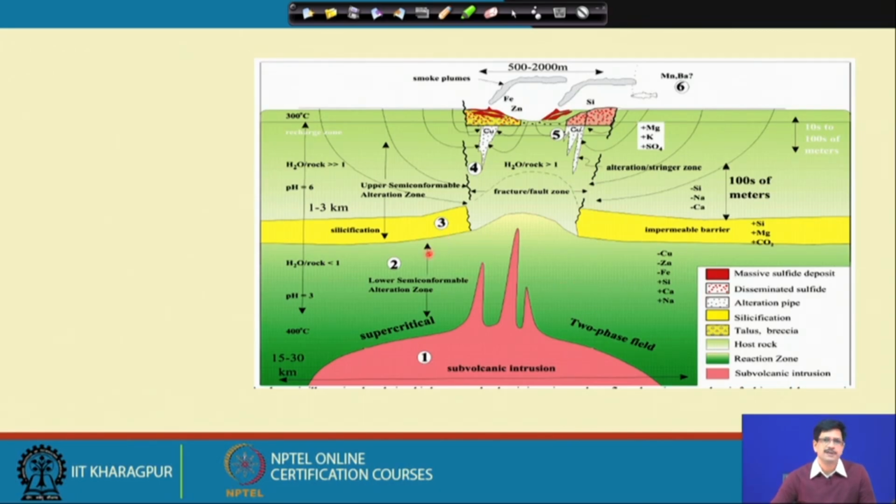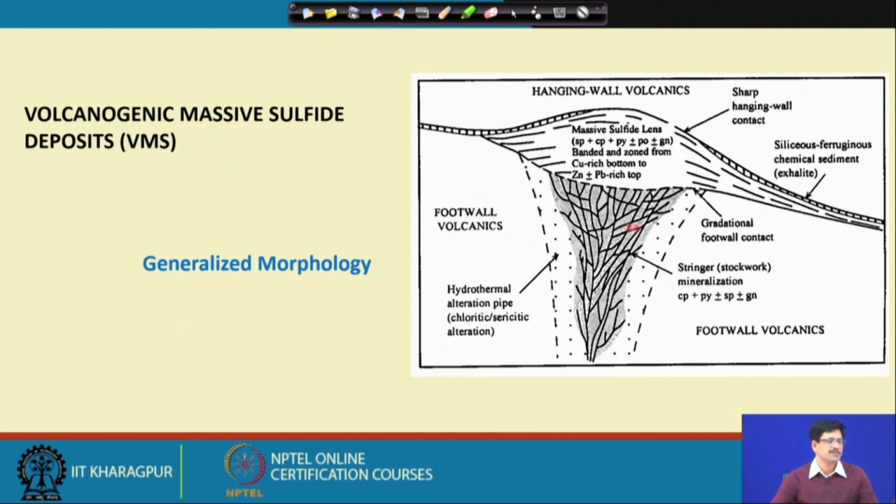And what are the different possibilities, because whenever we talk of situations like the generalized morphology of a volcanogenic massive sulphide deposit that we saw, what we essentially mean is the situation for a deposit which we call a proximal VMS, meaning it is exactly in situ, or close to or on the site where the fluid activity is going on at the sea floor. There are also situations where we may not get the deposit exactly where the fluid is being discharged, but a little away, some distance away from the zone of venting of the hydrothermal fluid.